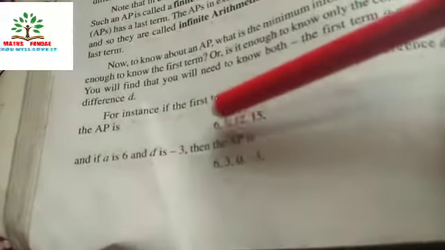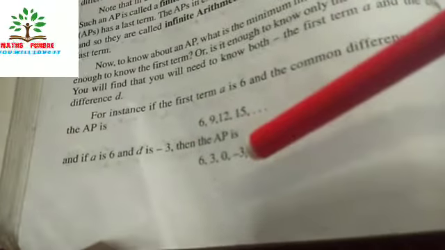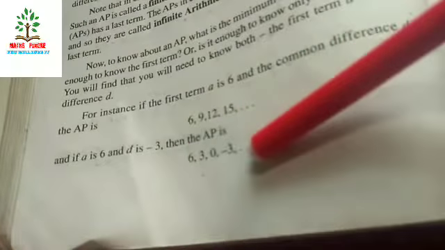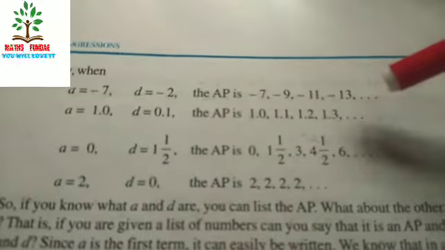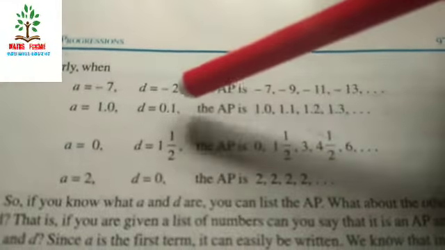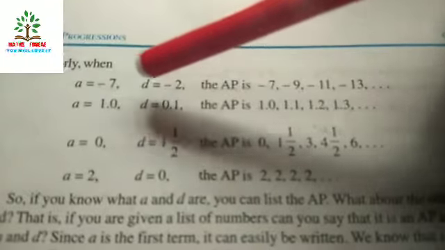If we see here 6, 9, 12, 15 is given, then a is 6 here, d is equal to 9 minus 6, that is 3. Then the AP, if the difference is minus 3, here it is plus 3, then it is 6, 3, 0, minus 3 and on. If a is equal to minus 7 and d is equal to minus 2, then the AP is minus 7, minus 9, minus 11, minus 13. What we are doing? We are simply adding d to every term, to the consecutive terms likewise.